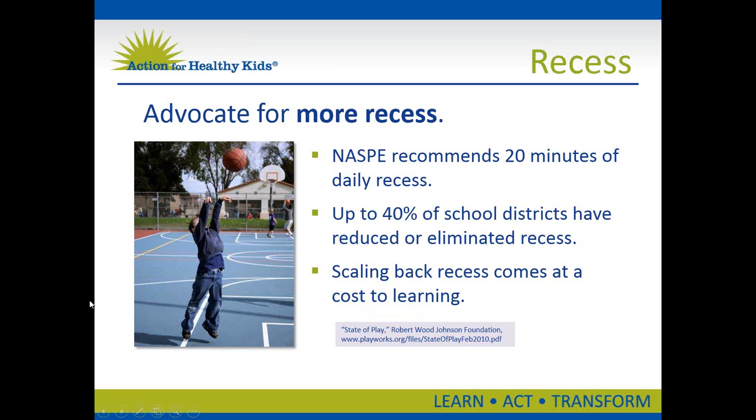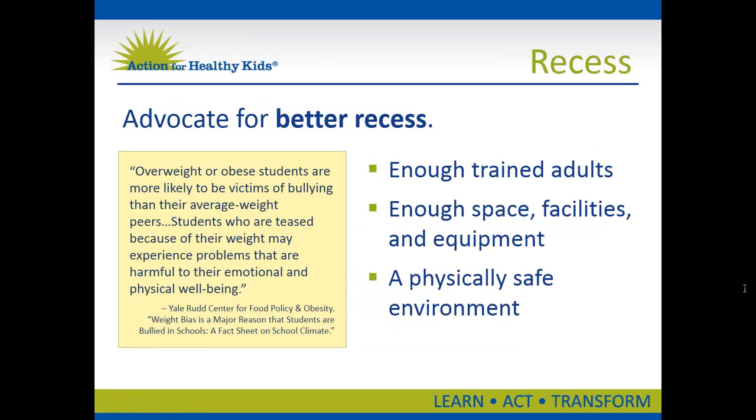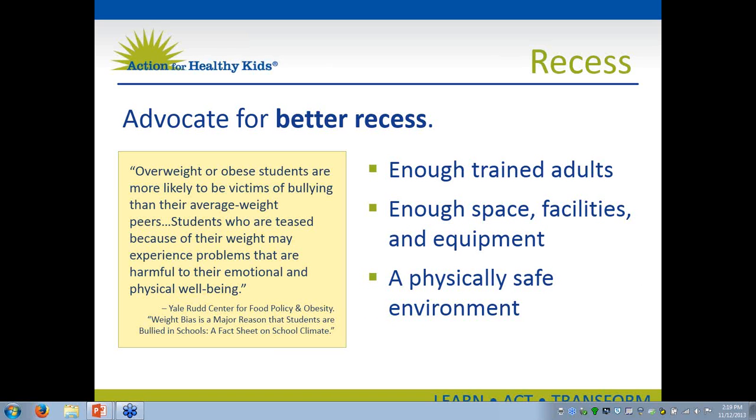So you can advocate for better recess, push for basic elements of an effective recess program, enough trained adults on hand to enforce safety rules and prevent aggressive bullying behavior. Look at the information in the box. Kids who are overweight often have to deal with bullies. Make sure there's enough space, facilities, and equipment, and also an environment that's physically safe. So maybe it's time to refurbish your playground to help with safety issues and to promote increased activity.